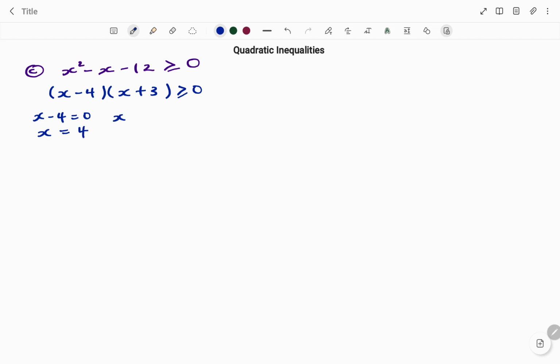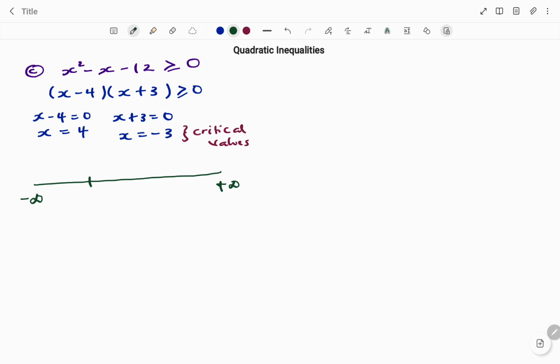And for the second bracket, x plus 3 equals 0, x equals negative 3. So negative 3 and positive 4 are critical values. The next step is to do our case analysis by testing points. We are going from negative infinity to positive infinity, and we are testing around points negative 3 and 4.